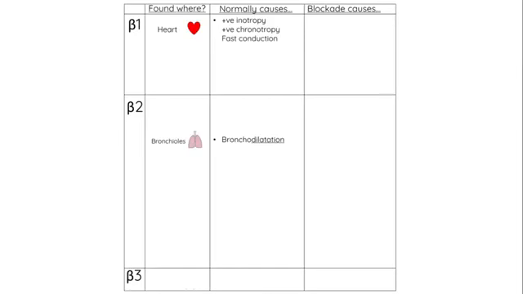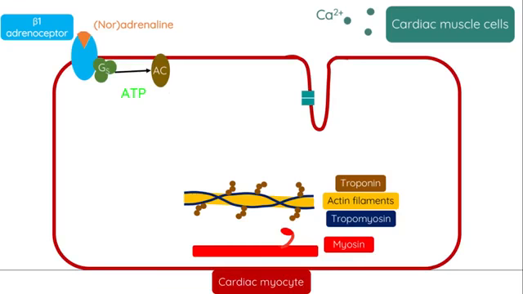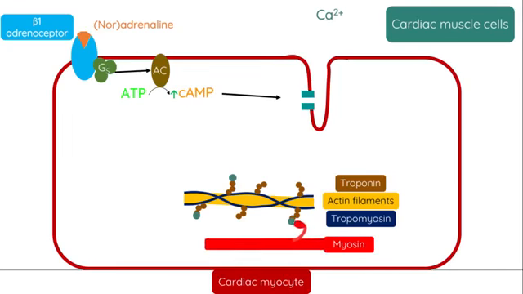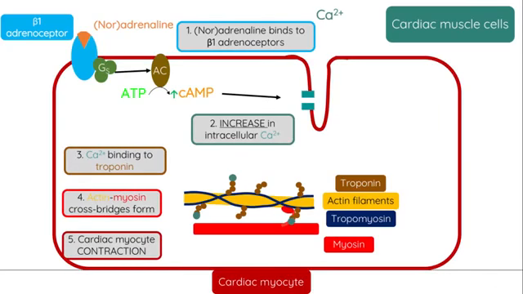So first, let's start with beta 1 receptors. In the heart's muscle cells, also known as cardiac myocytes, beta 1 receptor activation leads to an increase in intracellular calcium levels, which increases the heart's contractility. So in fight or flight mode, the heart beats harder to increase cardiac output.